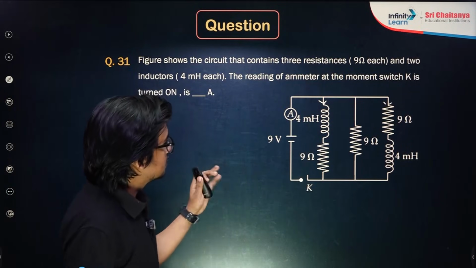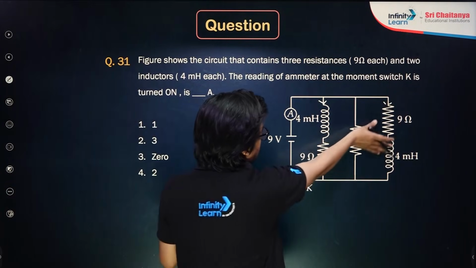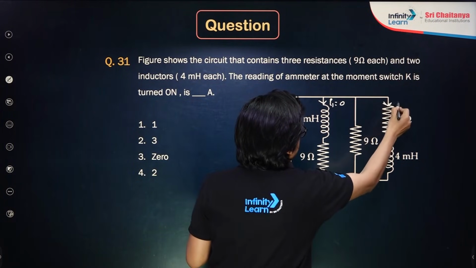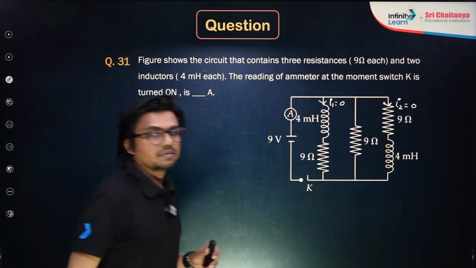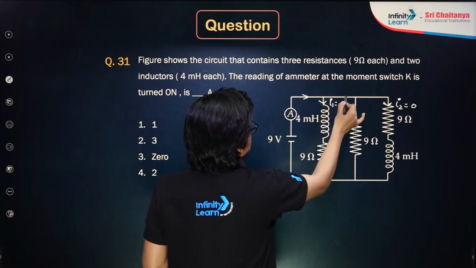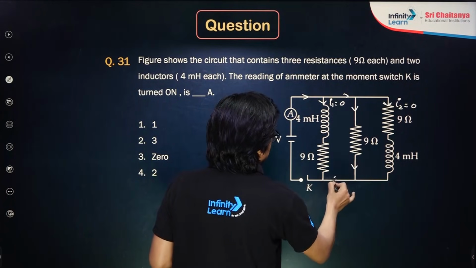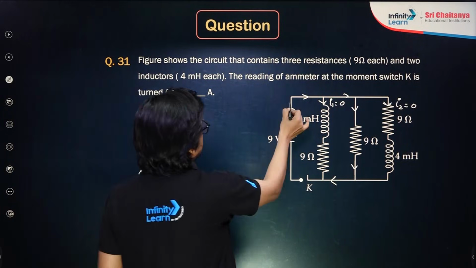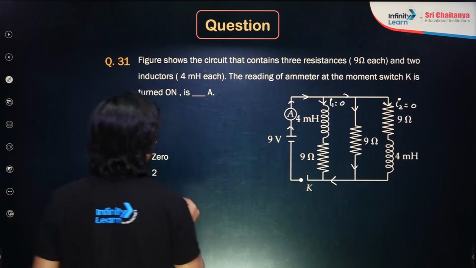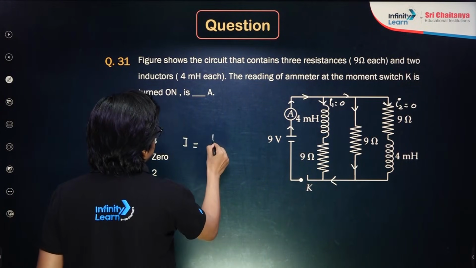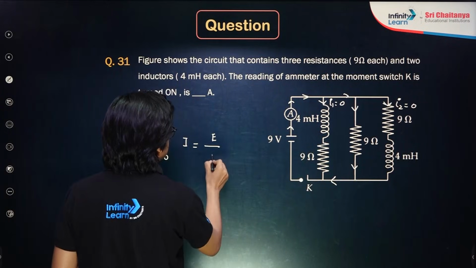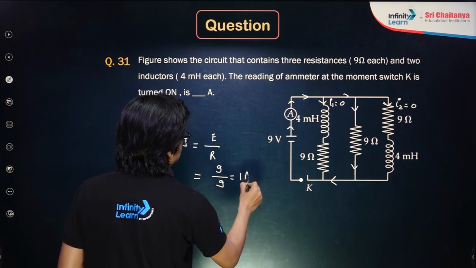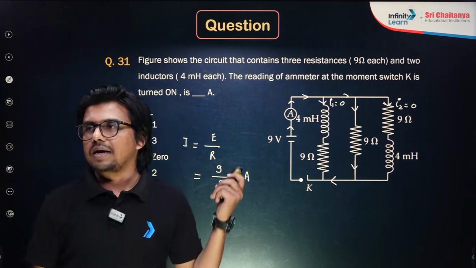Because the branches which have inductors have current 0, let me call them I1 and I2, these are also 0. Now the current is only going through the branch having 9 ohm of resistance. So the reading of the ammeter, the total current generated by this battery, I, is equal to the EMF of the battery divided by the resistance of 9 ohm. So 9 divided by 9 comes out to be 1 ampere. That will be the current.